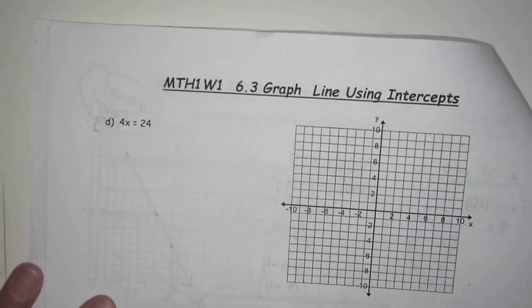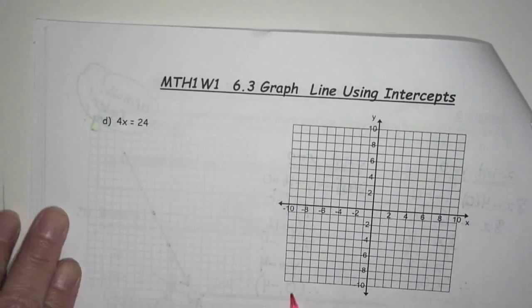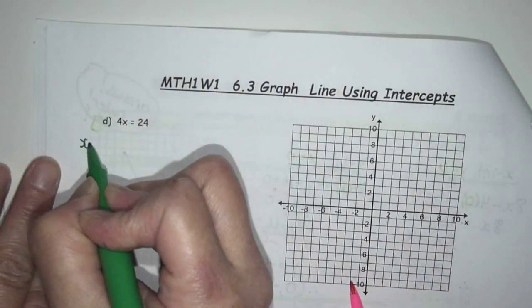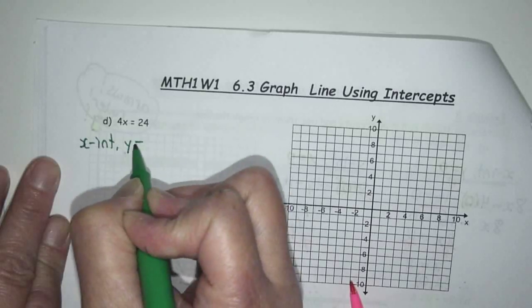And we're going to try the next page. I'm going to do that a few more times. So for this one, same idea. We're going to do x-intercept is when y equals 0.